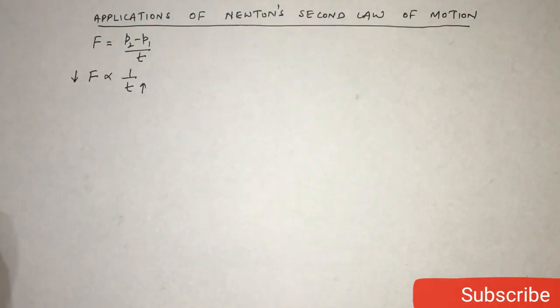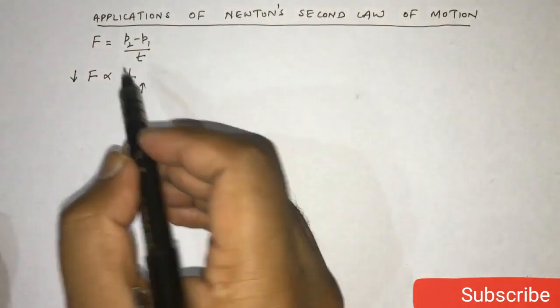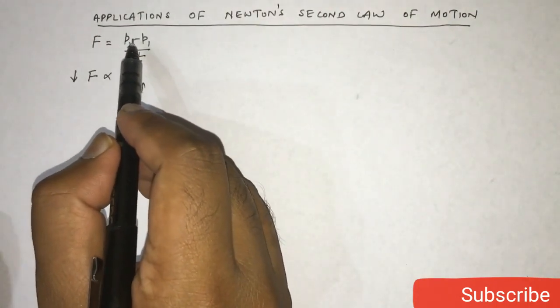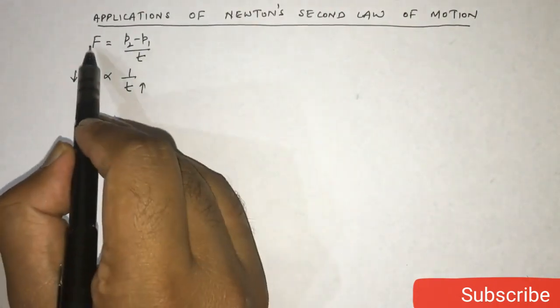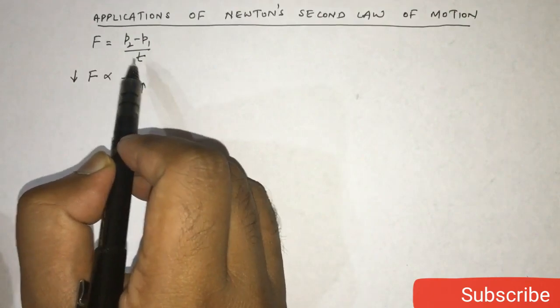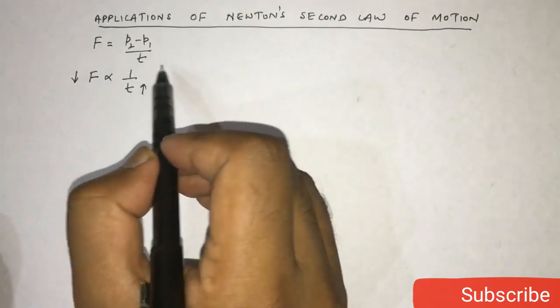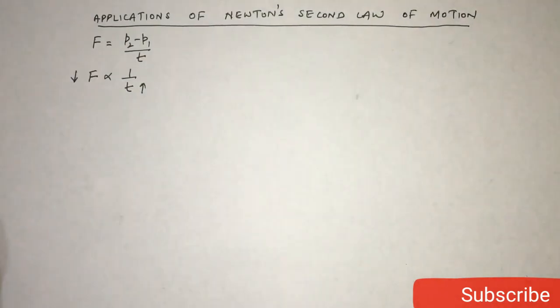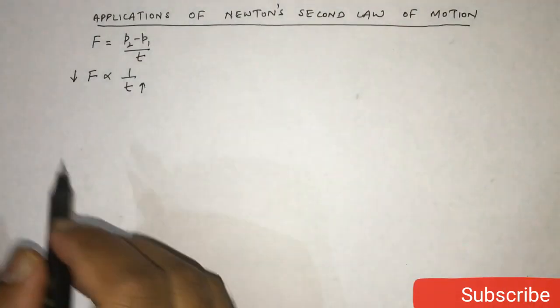Clear? I am repeating again. If you increase the time, then the force will decrease, as we have the relation F is equal to P2 minus P1 upon T, which means F is inversely proportional to the time. Inversely proportional means if time increases, then force will decrease. Now let us discuss the first application of Newton's second law of motion.